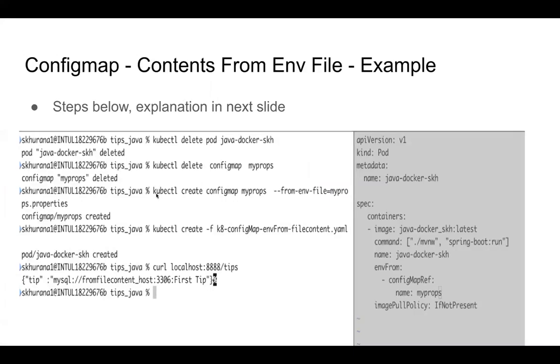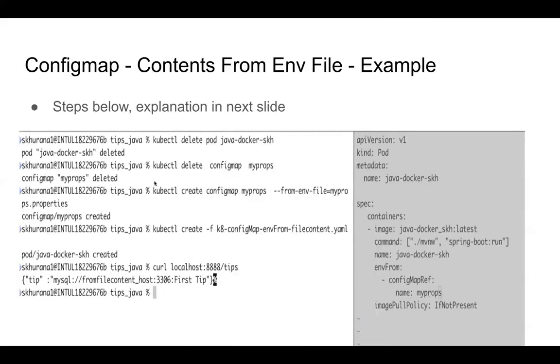Now what I'm going to do is create a config map, and this will be the name of the config map. This config map will be created from this file, myprops.properties. So let's see what is inside this file. cat myprops.properties. So it has only one key, DB URL, and the value. I deliberately changed the URL to from file content underscore host because I want to see if this unique value gets populated in the application and if I can retrieve that. So this is the content of the file.